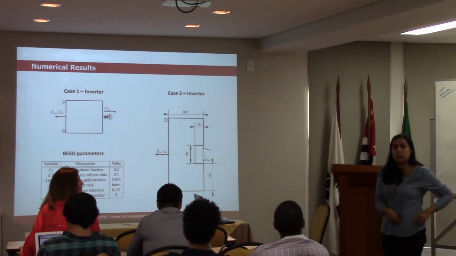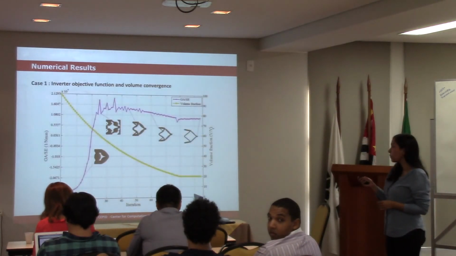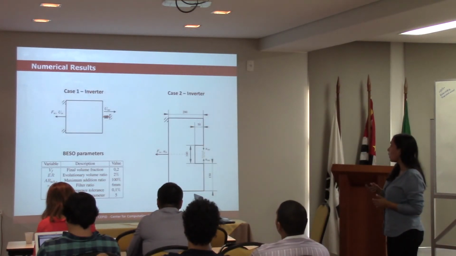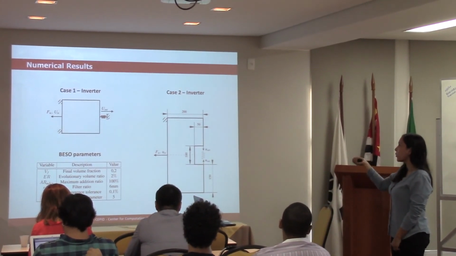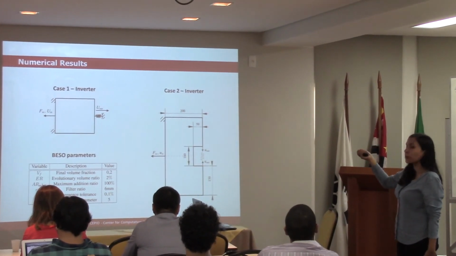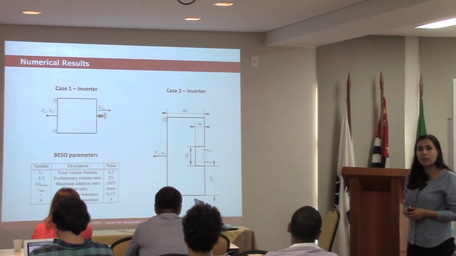Sorry, but why do you have two different drawings? What is case one and case two? I have case one and case two. Case one is an inverter, and case two is a gripper. Okay, thank you. So what should an inverter and a gripper do in a mechanical system? They're actuators.